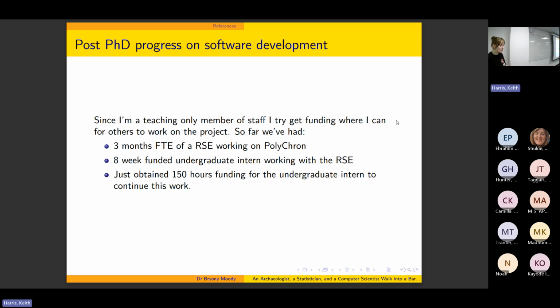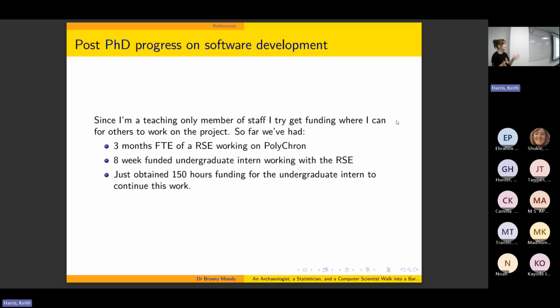So post-PhD progress, I'm actually a teaching only member of staff up at the university. So any research I do is either in my own time or whenever I can try and get some funding from various pots within the university or externally. Over the past 3 years, I've managed to get 3 months worth of time for a research software engineer to work on the software, which I ended up calling Polychron for multiple chronological models.